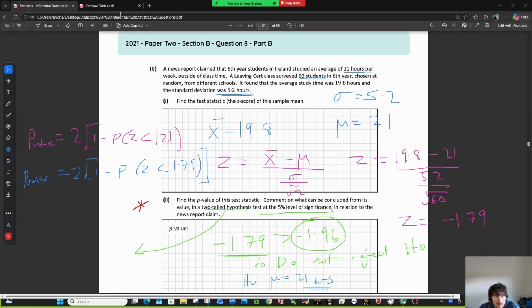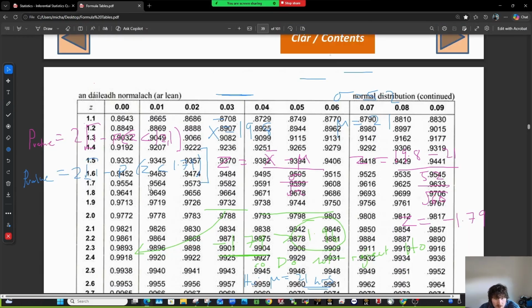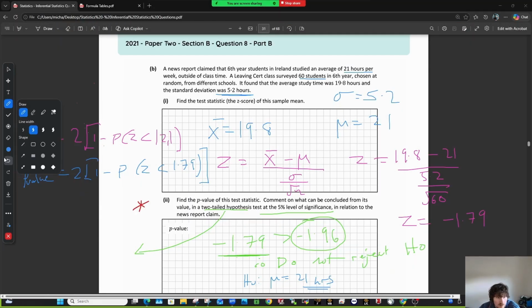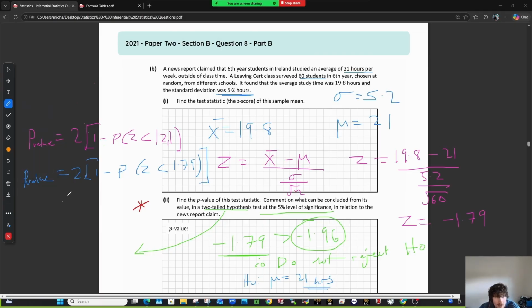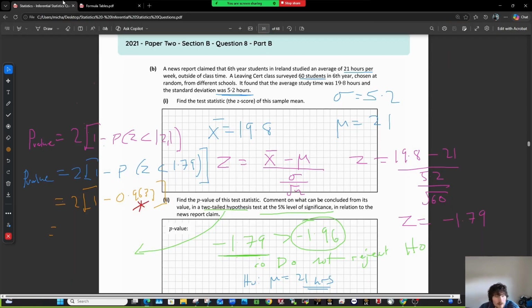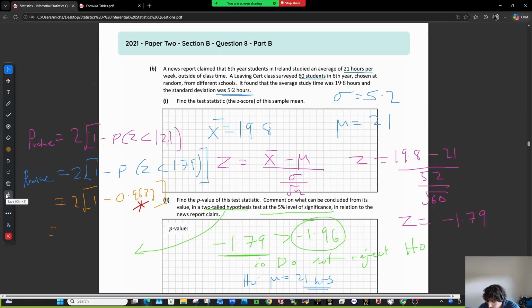Great, so we go to our tables book and see what's below 1.79. Scrolling across here, you see it's this number here, 9633. You have your own tables book anyways, you can do that to confirm. I got 9633 if I remember correctly there. So this is 1 minus 0.9633. I'll just recall it correctly here, 9633, yeah. So then that's 2 bracket 1 minus 0.9633.